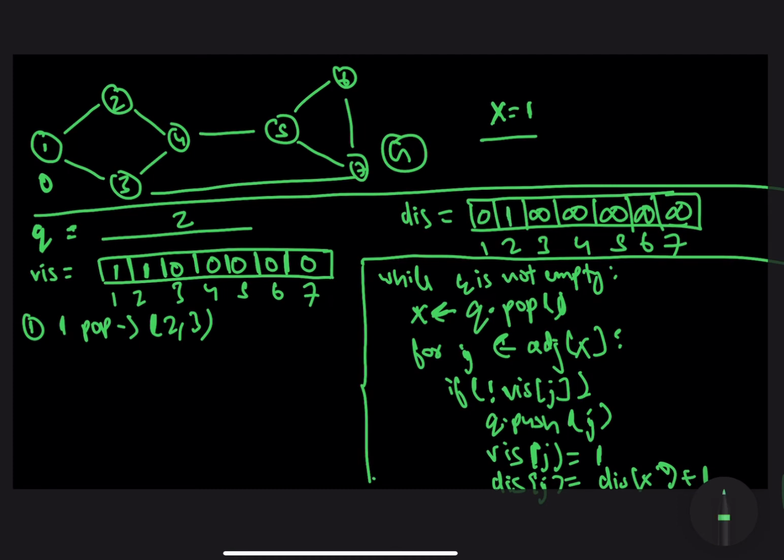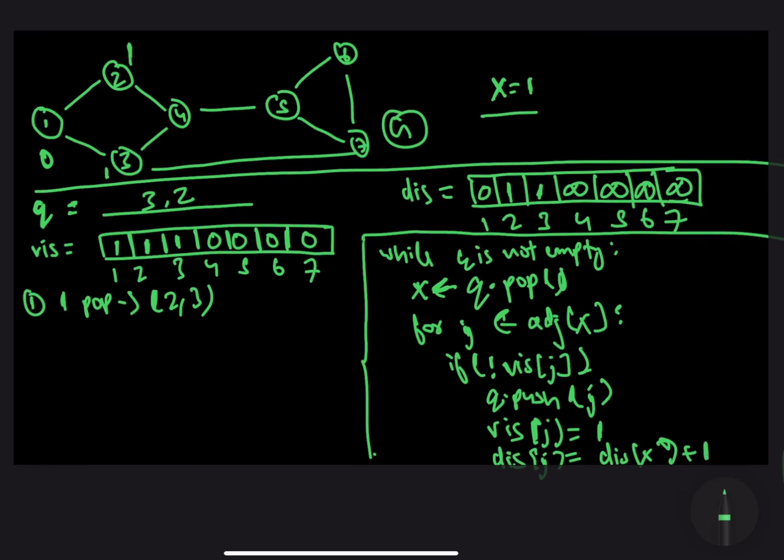Then we would iterate over node number 3, and we would push it into the queue. Now we also need to mark this node number 3 as visited, and we also need to update its distance as 0 plus 1, that is equal to 1. So that's the end of the first iteration.